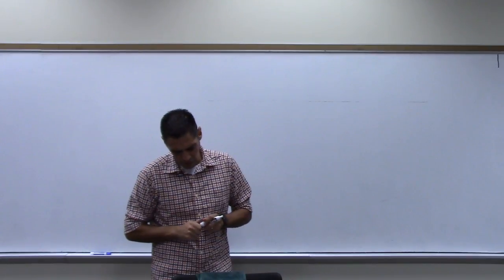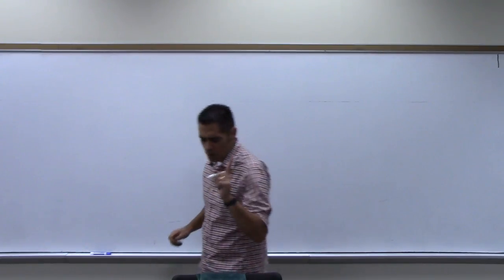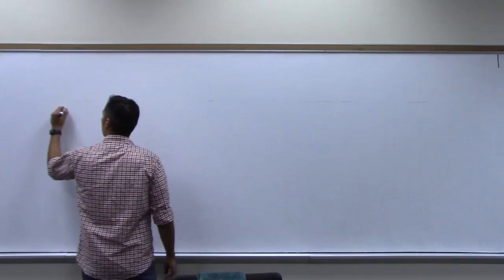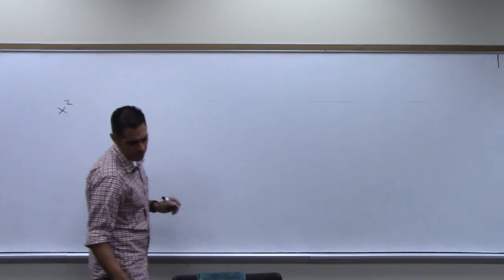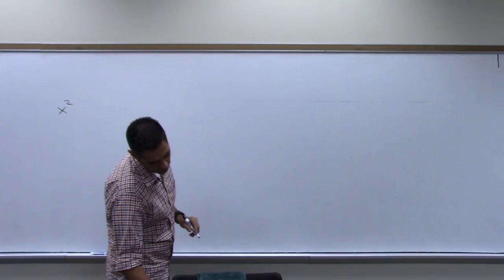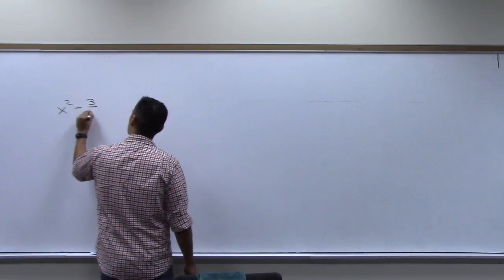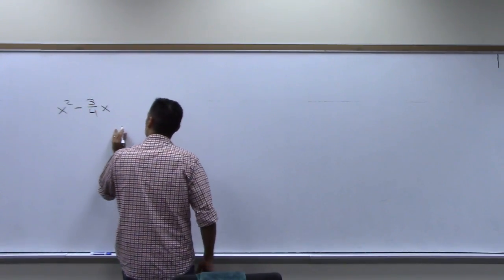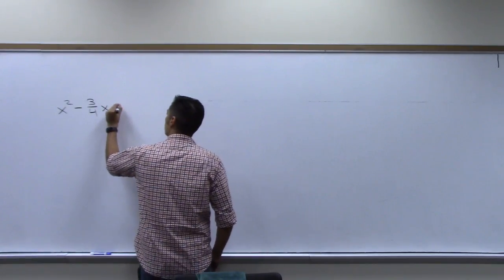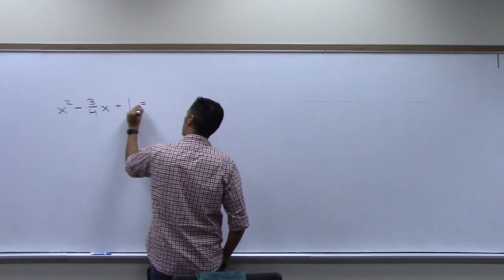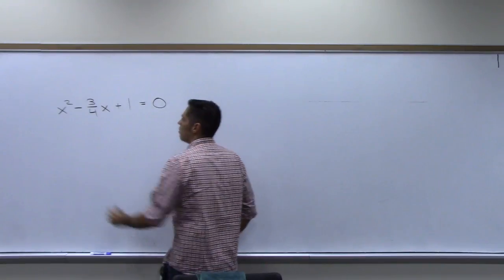I'm wondering if I should give you one with a fraction. Let's do one with a fraction. Okay, x squared minus 3/4 x plus 1 equals 0. Solve this.